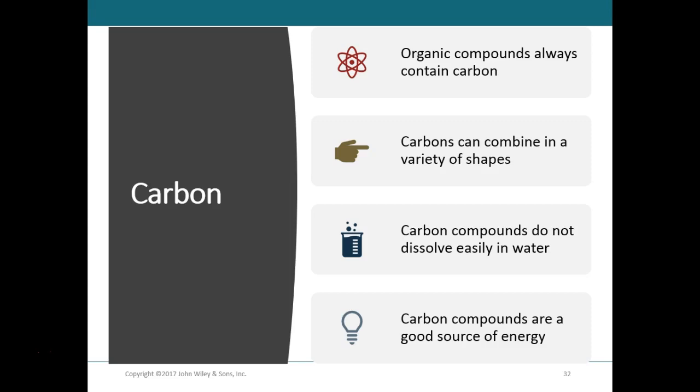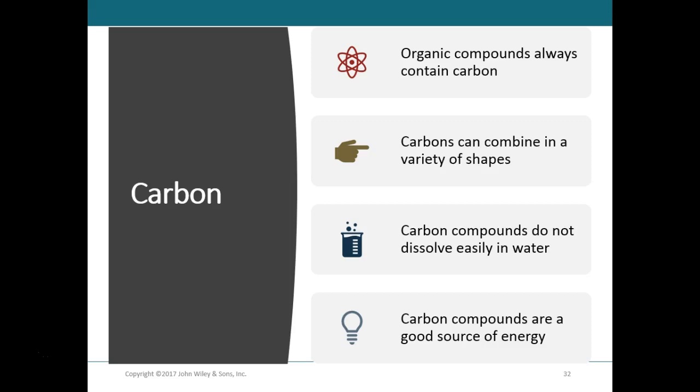Carbon has several properties that make it particularly useful to living organisms. It can form bonds with 1 to thousands of other carbon atoms and produce large molecules that have many different shapes. Due to this property, the body can build many different organic compounds, and each of those compounds can have a different structure and a different function. The large size of most carbon-containing molecules and the fact that most of them don't dissolve easily in water also makes them very useful in building body structures.